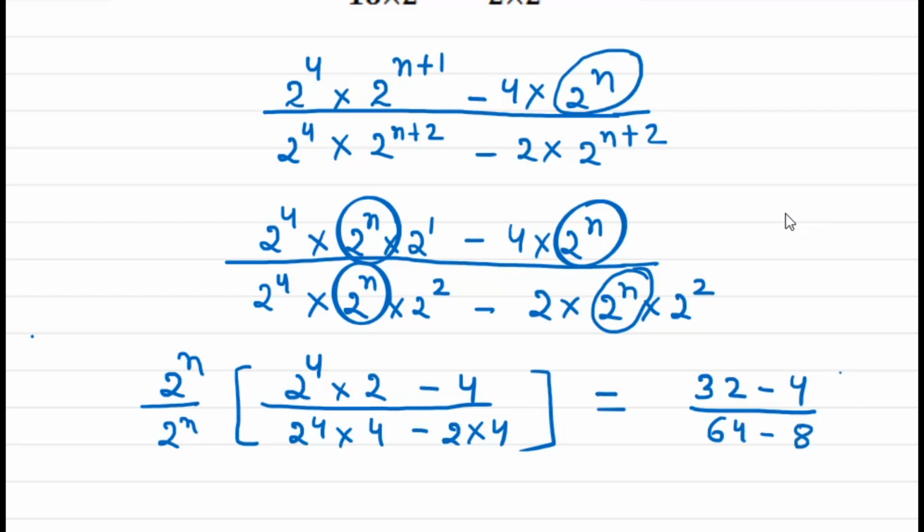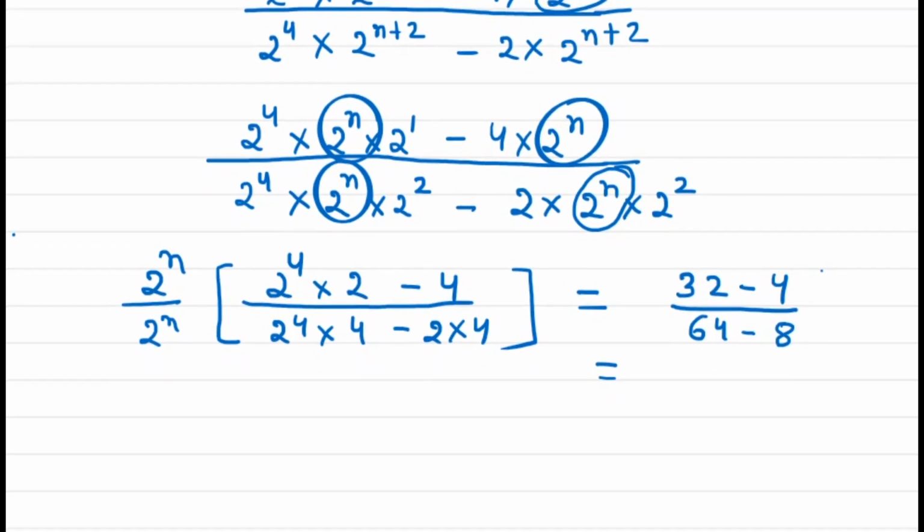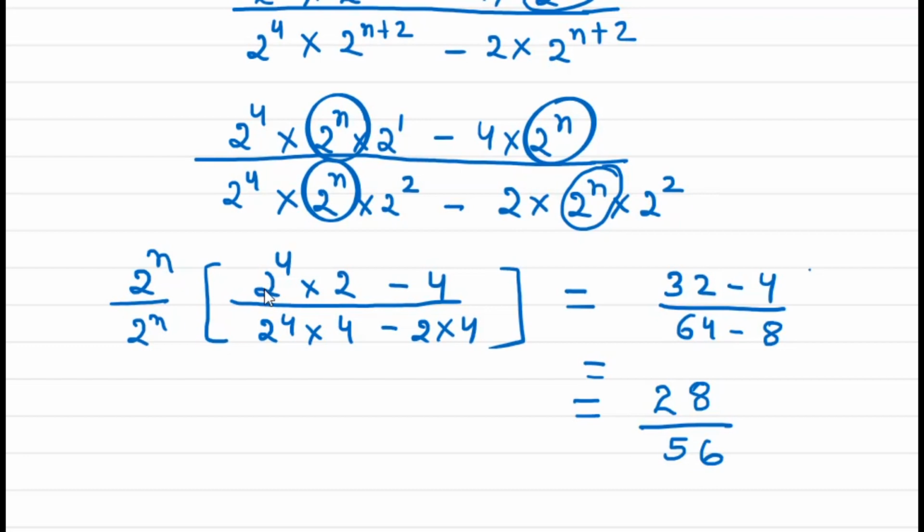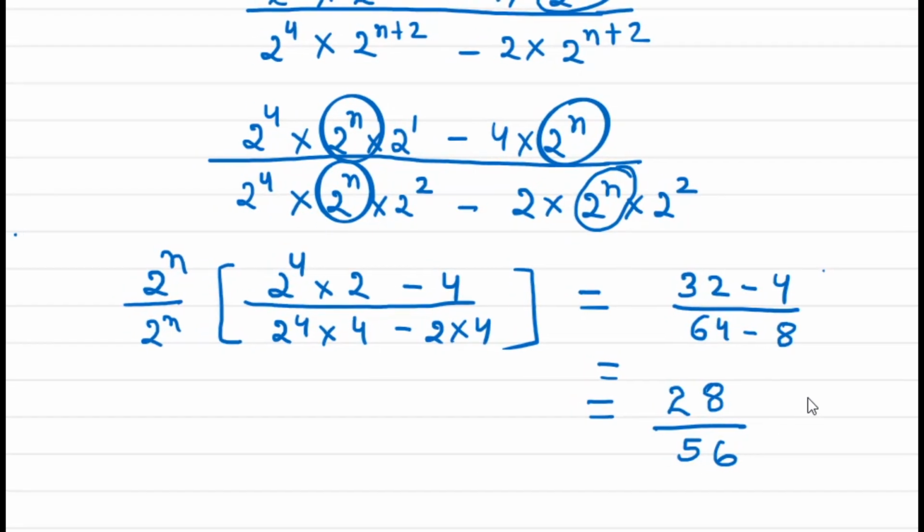So now you can just simplify that one and get the answer. So here 32 minus 4 is 28 divided by 64 minus 8 will be 56. So overall the answer will be, and this can be divided, so the answer will be half, 1 by 2.